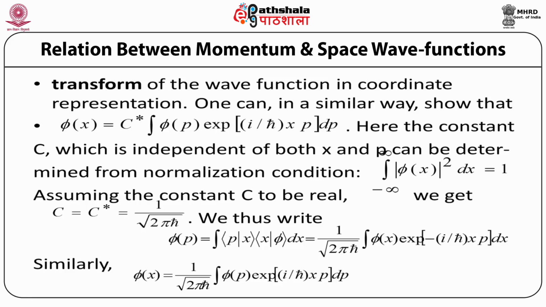phi(x) is equal to 1 upon under the root 2 pi h-cross integration over dp phi(p) exponential to the power i/h-cross xp. So in this manner we can see that the wave function in momentum space is simply the Fourier transform of the wave function in coordinate representation, and vice versa.